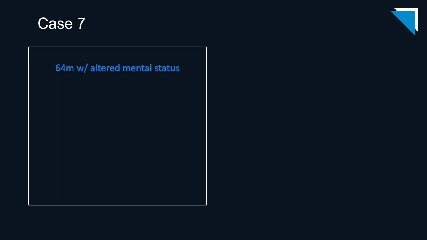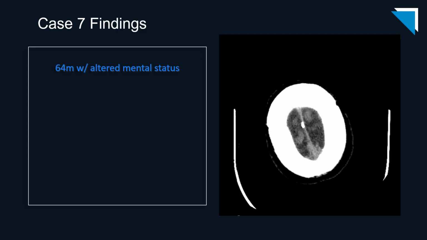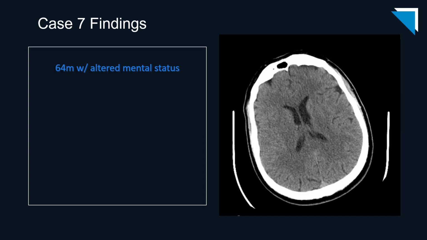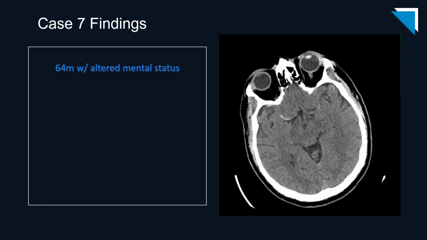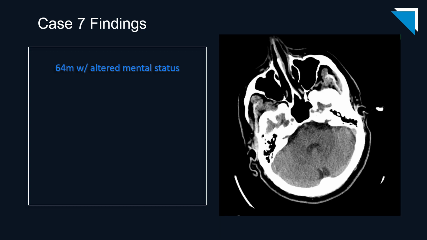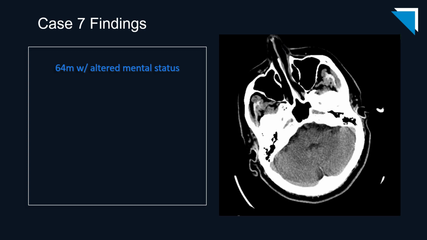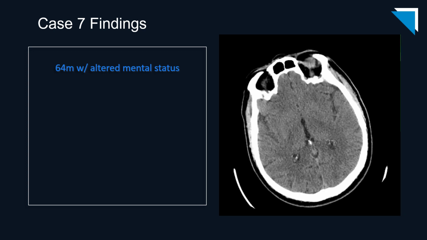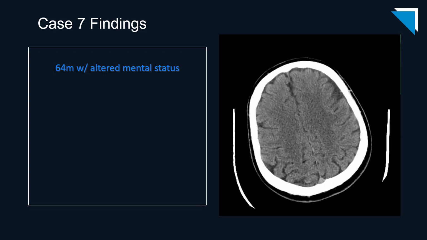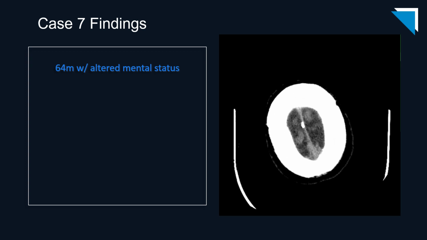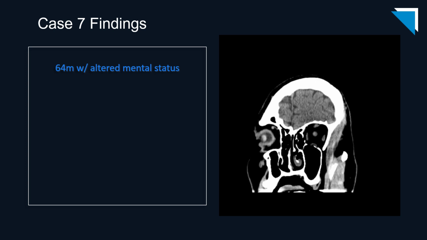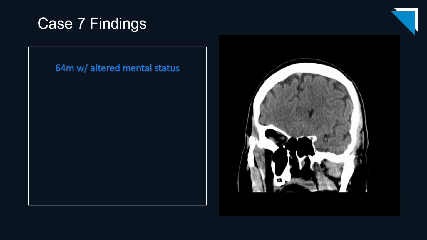Our next patient is a 64-year-old man with altered mental status. Here are the axial images from a CT scan of the head. And again, we see some senescent changes. We're obviously looking for signs of acute ischemia, perhaps mass effect, sulcal effacement, midline shift. The coronal images from the same patient who is a little bit tilted in the gantry.